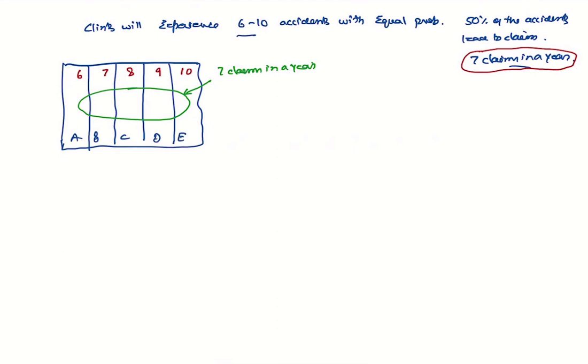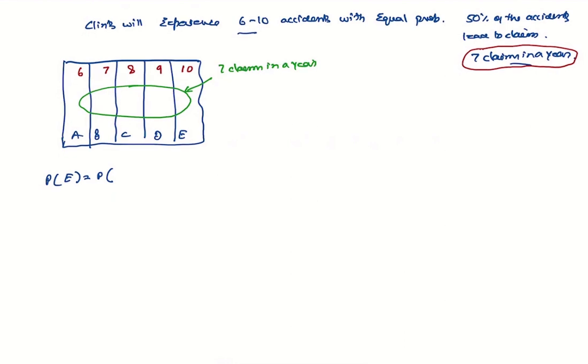What we want to know is, the probability of the event is going to be the probability of D and A, plus probability of D and B, plus probability of D and C, plus probability of D and E.